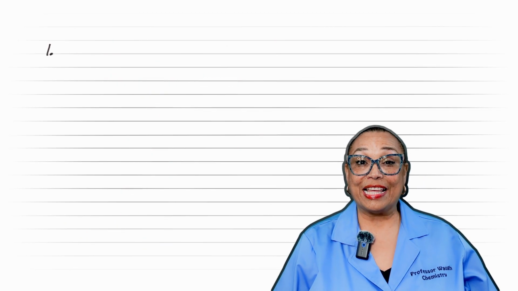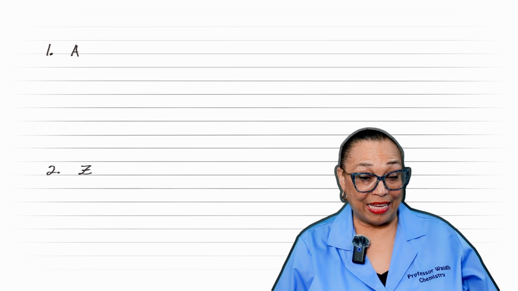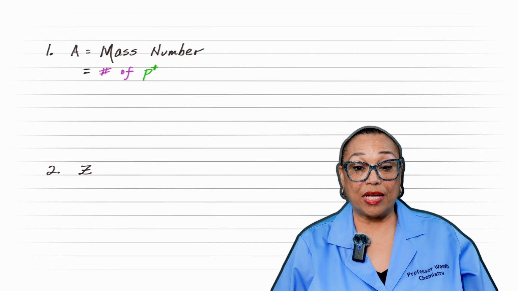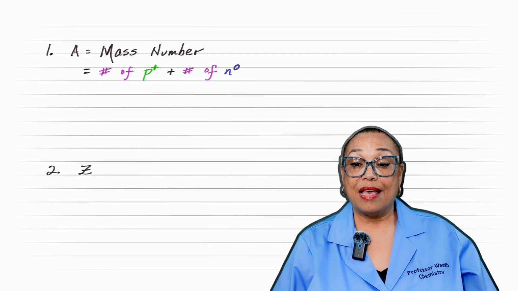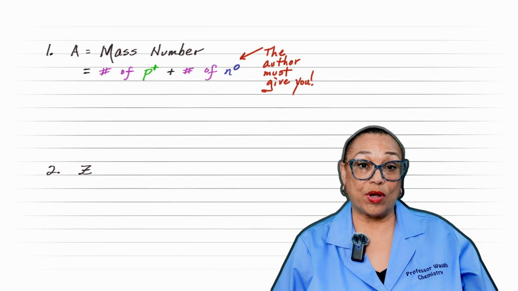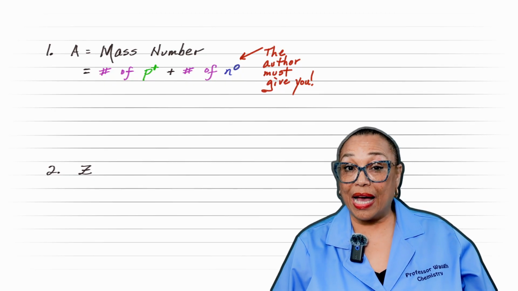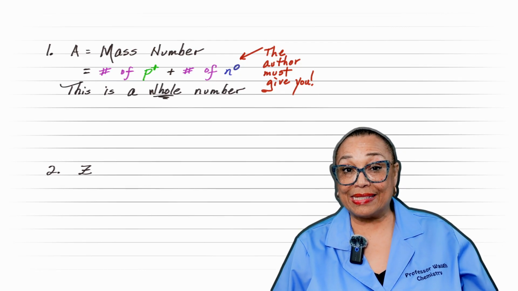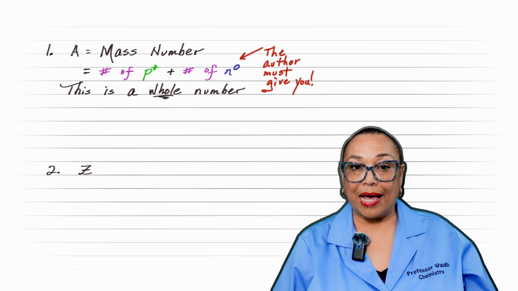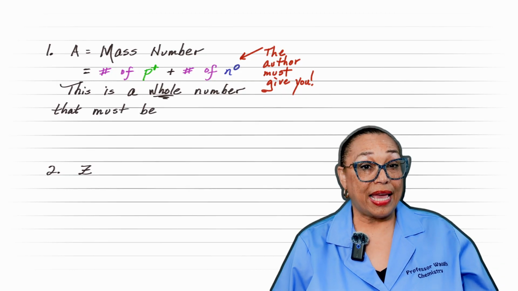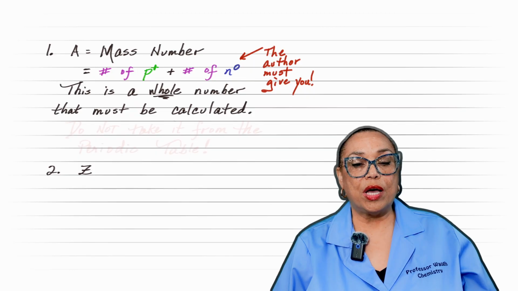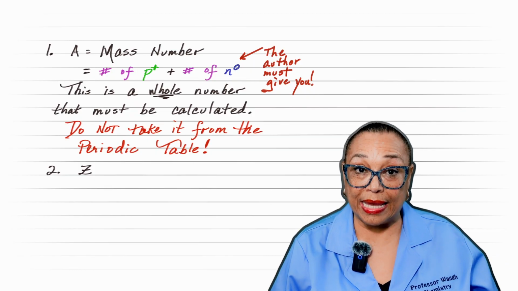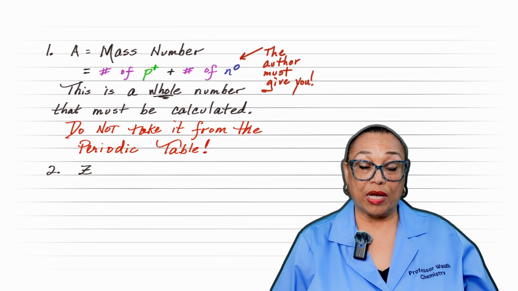Okay, let's talk about the letter A and the letter Z. The A is the mass number, and this is the number of protons plus the number of neutrons. The author must give you the number of neutrons because it will vary from one isotope to the other. The mass number is a whole number, not a decimal. And you've got to calculate it sometimes. Do not take the number from the bottom of the rectangle in your periodic table. That's a totally different concept.